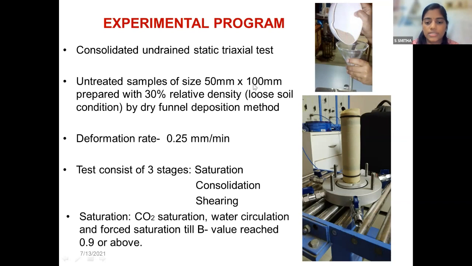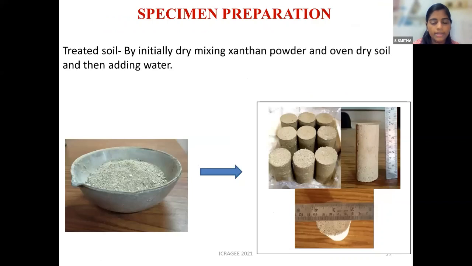and the test consists of saturation, consolidation, and shearing. Saturation was carried out by carbon dioxide saturation, water circulation, and forced saturation till a B value of 0.95 was reached. So for the treated soil, the required amount of soil corresponding to 30% relative density was taken, and it was mixed in a dry form with the required percentage of dry biopolymer. And then water was poured into it, mixed well, and cast into split molds. After that, it was extracted from the molds and kept for curing for the required curing time.